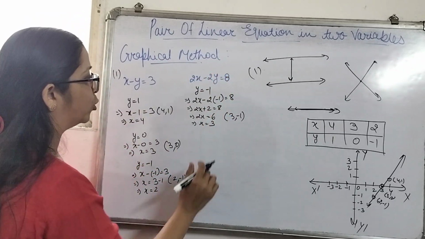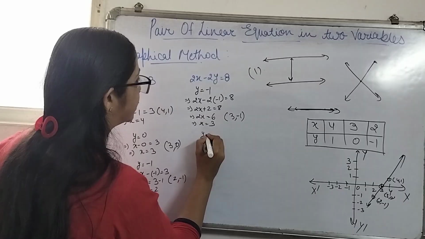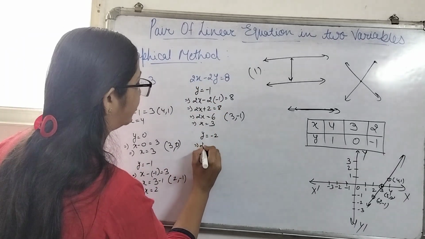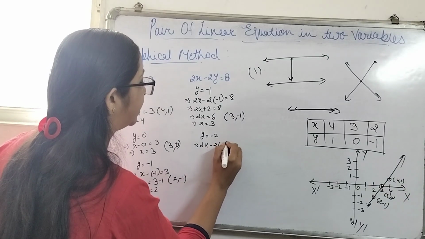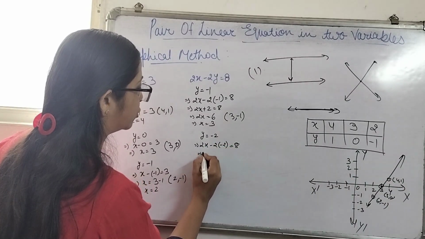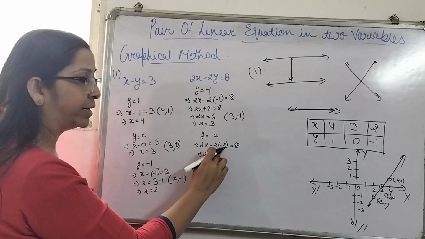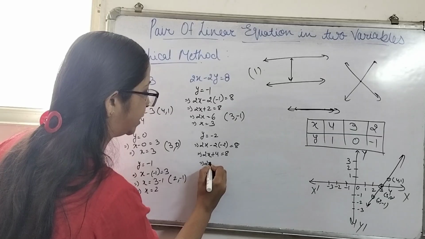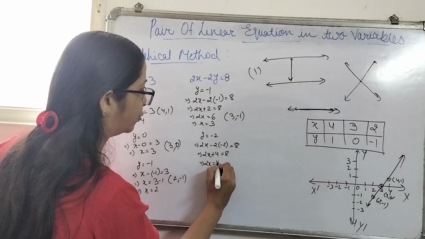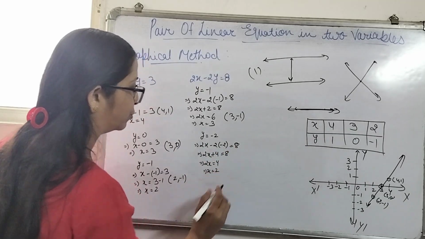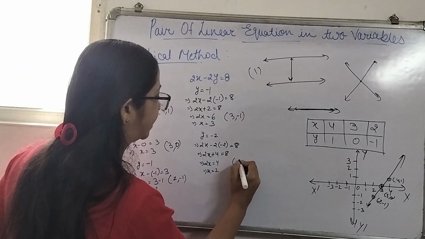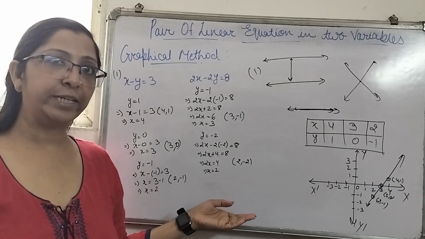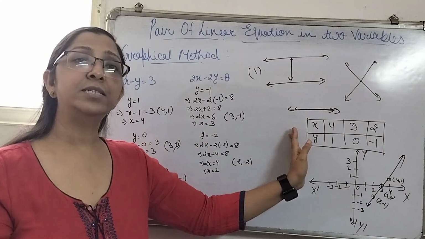Similarly, we can find the second coordinate. If I take y equal to minus 2, the equation will become 2x minus 2 multiplied by minus 2 is equivalent to 8. So it will be 2x, minus minus when multiplied together becomes plus 4, is equivalent to 8. Or you can say 2x is equivalent to 8 minus 4, that is 4, or x is equivalent to 2. So the coordinate that will satisfy this equation will be (2, minus 2). Similarly, we can find the third coordinate also, and we can represent this in tabular form.